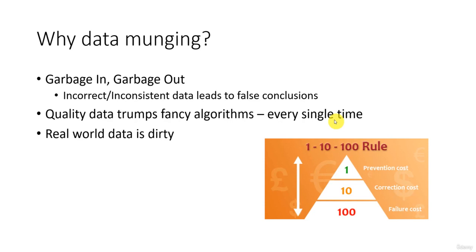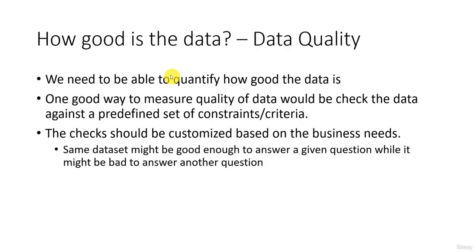In the previous video, we understood why the data cleaning or data munging steps were important, because of this reason: garbage in, garbage out. Now let us understand how good is the data. What is the measure to say how good or how bad this data is? We need some measure to differentiate the quality of data. That is what data quality means. So we need to be able to quantify how good the data is.